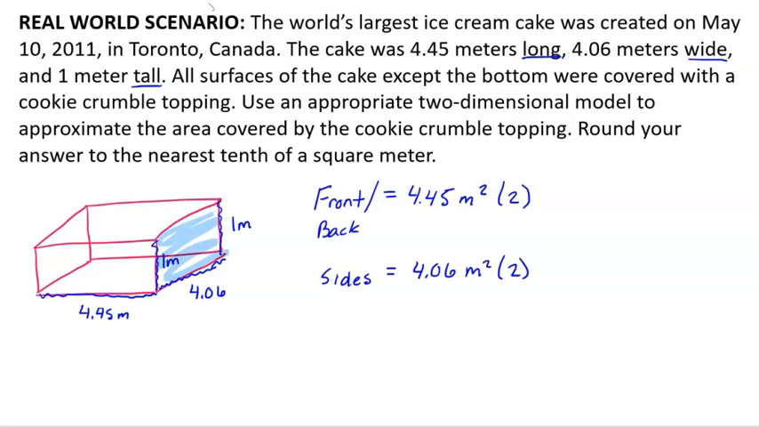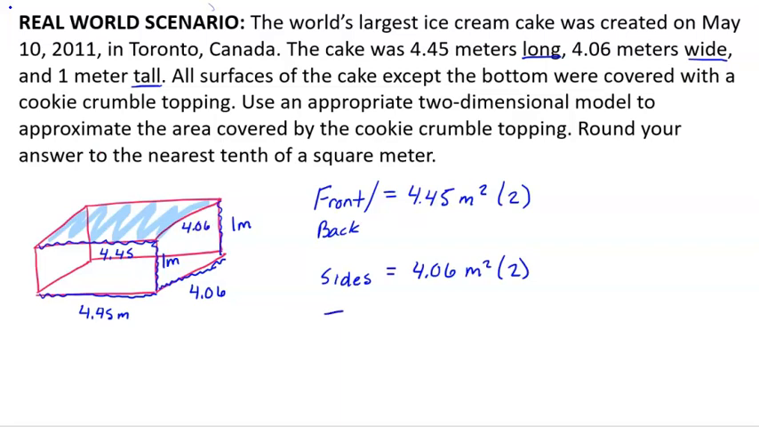And we've got 2 side pieces here, and so we're going to multiply that by 2 as well. And then we're not putting crumble topping on the bottom, because that would mean it would be sitting on crumble topping. And so now we're just talking about this top piece here. We know that that top piece is going to be 4.45, and this is going to be 4.06.